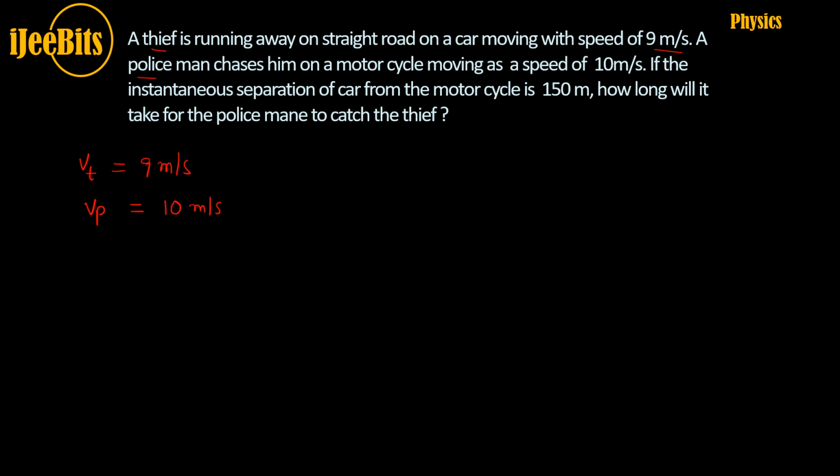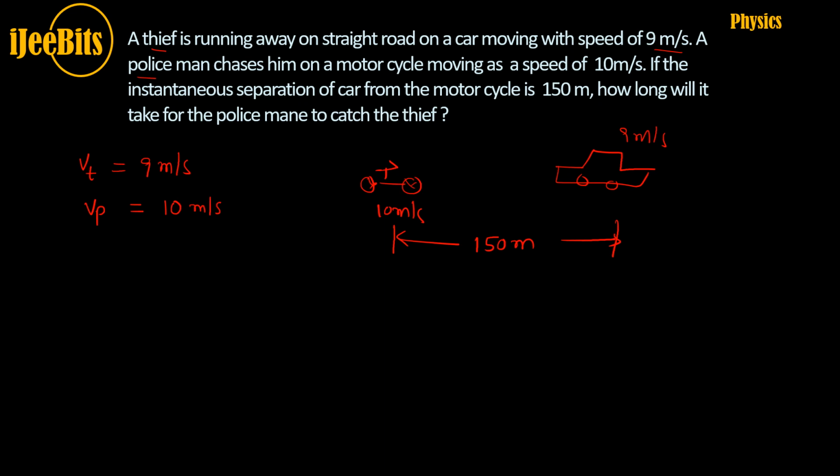You have to look at it now, right? So I have the thief, going at 9 meters per second, and then the other fellow going at 10 meters per second. What is the distance they were talking about? The instantaneous distance between them is 150 meters. Something like that, you can think.